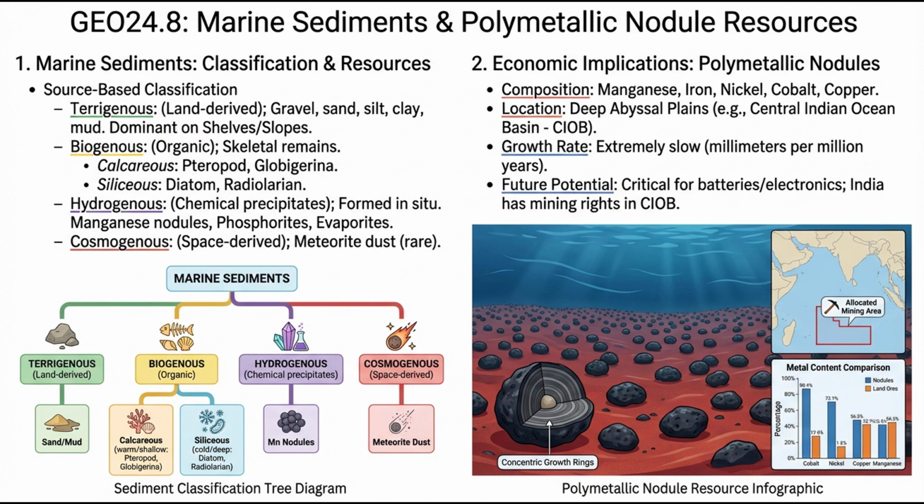The Central Indian Ocean Basin, CIOB, is rich in these nodules. India has secured the status of a pioneer investor and has exclusive mining rights allocated by the International Seabed Authority, ISA. This is huge. It means India has strategic access to resources essential for a high-tech future. But the challenge is technology and environment. How to vacuum these potatoes from 6,000 meters deep without destroying the fragile abyssal ecosystem. That is the question for the future.